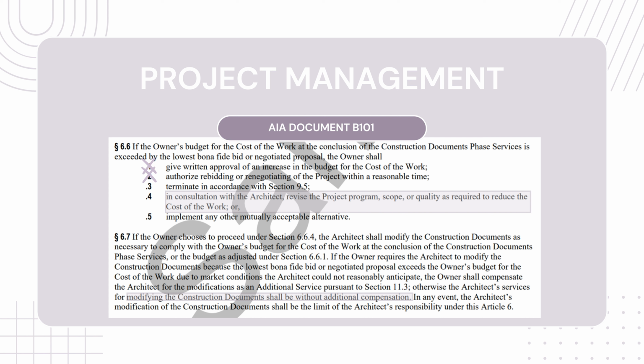This could be something like the owner deciding to split the project into phases or purchasing the furniture or finishes at a later date. In section 6.7, the architect is only allowed to submit an ad service for additional fees if market conditions fluctuated in a way that could not be reasonably predicted. In all other scenarios, the architect must adjust the project in program, scope, or quality at no additional cost so that the project is within the owner's budget.